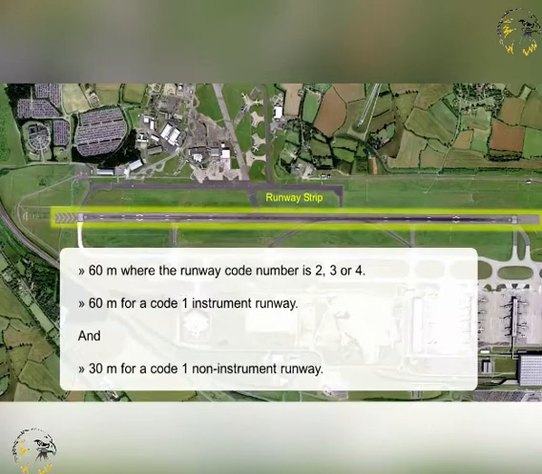The dimensions of a runway strip should extend before the threshold and beyond the end of the runway or stopway, for a distance of at least those defined here. 60 metres where the runway code number is 2, 3 or 4, 60 metres for a Code 1 instrument runway, and 30 metres for a Code 1 non-instrument runway.